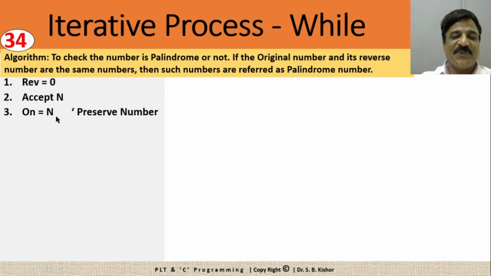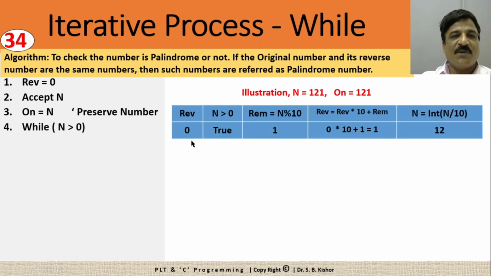For that purpose this statement has been written. Okay. So assume the number is 121. So the original number is also what? 121. Now perform the same steps that we have seen in the earlier algorithm.